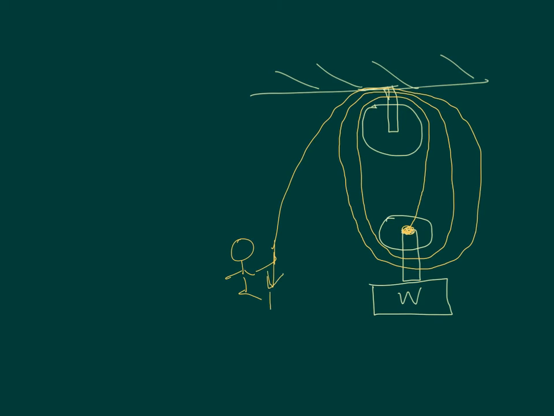With what force do you have to pull down to lift this 100 newtons? What force would you have to pull down with? How do we solve this? Once again, we count the number of supporting ropes.